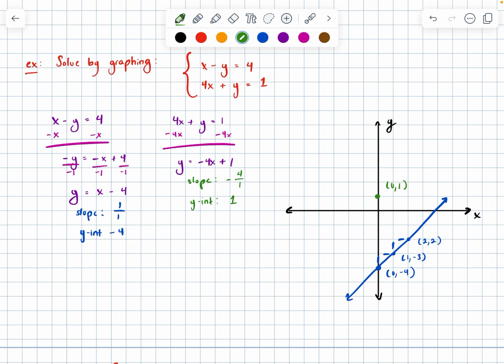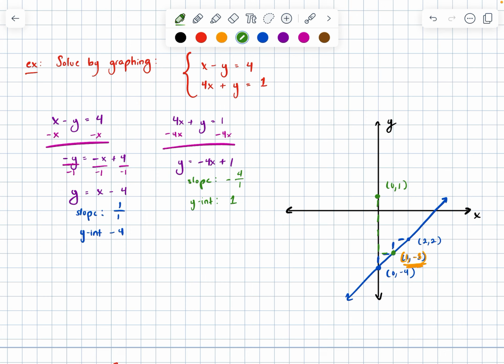And again for my slope, so I have a negative slope. Let's say that I go down 1, 2, 3, 4, and over to the right 1. Would you look at that? It looks like that point there, 1 comma negative 3, is going to be the solution to my system.